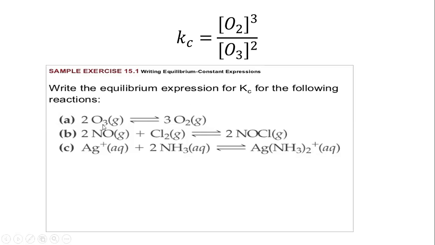Then the third one: the concentration of Ag(NH3)2 plus, all raised to the power 1, over the concentration of Ag plus, also raised to the power 1, and the concentration of ammonia raised to the power 2. Excellent. What's your name? Perez. Good. So Perez is following now.